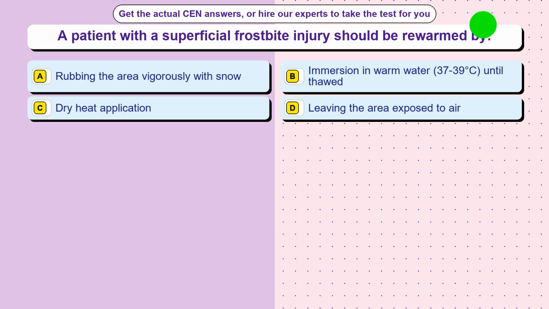Question 41. A patient with a superficial frostbite injury should be rewarmed by Option A, rubbing the area vigorously with snow. Option B, immersion in warm water, 37 to 39 degrees Celsius, until thawed. Option C, dry heat application. Option D, leaving the area exposed to air.